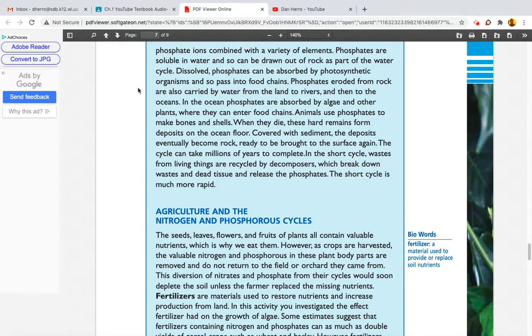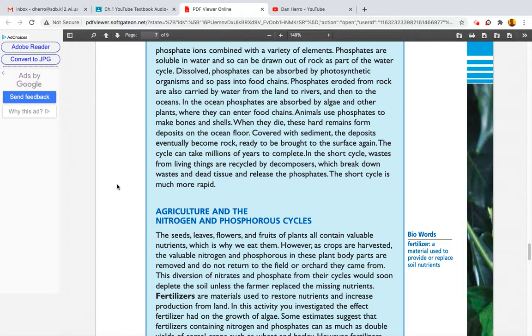Phosphates eroded from rock are also carried by water from land to rivers and then to the oceans. In the ocean, phosphates are absorbed by algae and other plants where they can enter food chains. Animals use phosphates to make bones and shells. When they die, these hard remains form deposits on the ocean floor. Covered with sediment, the deposits eventually become rock, ready to be brought to the surface again. The cycle can take millions of years to complete.